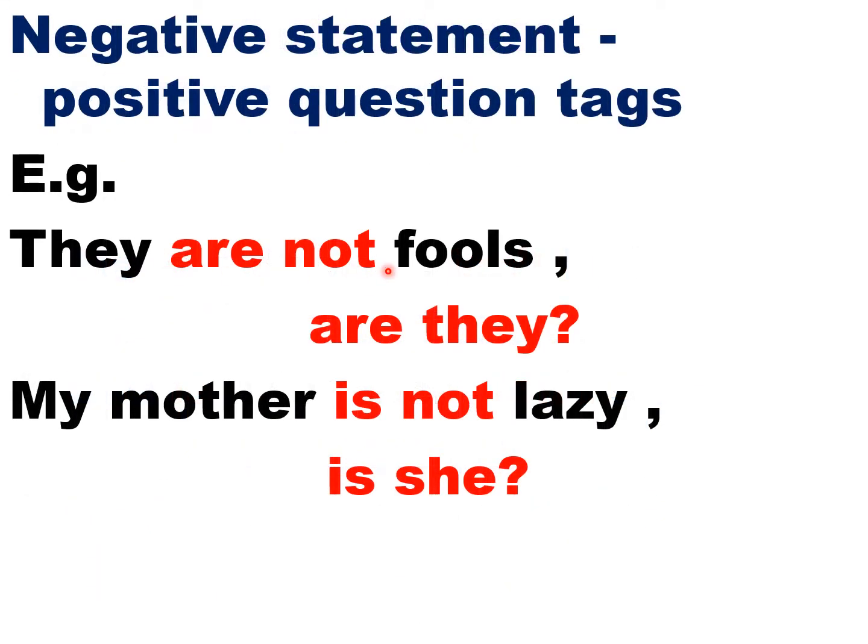They are not fools. This is a negative statement. So we must use a positive question tag, are, and then the subject they, then a question mark: are they? My mother is not lazy. This is also a negative statement. So a negative statement takes a positive question tag. Yes. Then instead of mother, we must write she. We have to use pronoun only. We must not use a noun. Instead of my mother, we must write she.